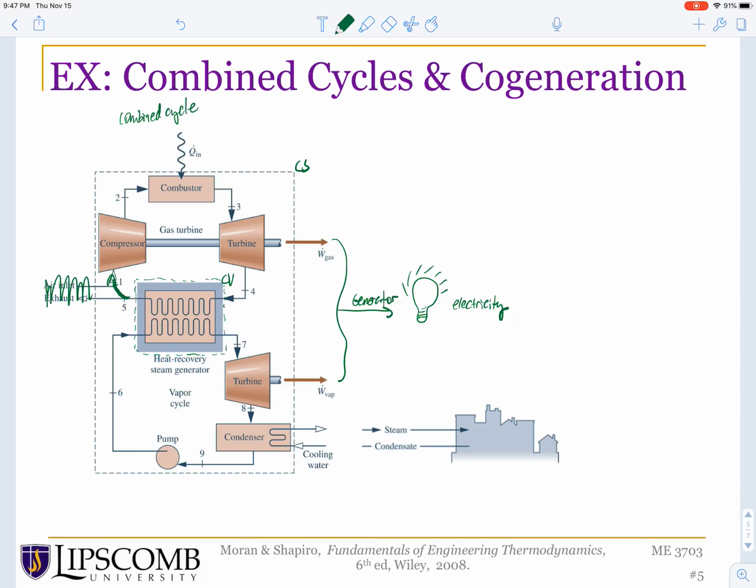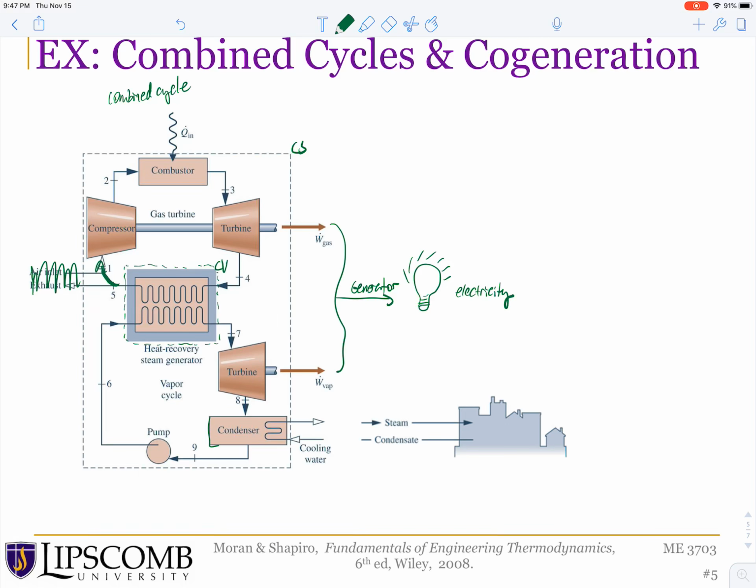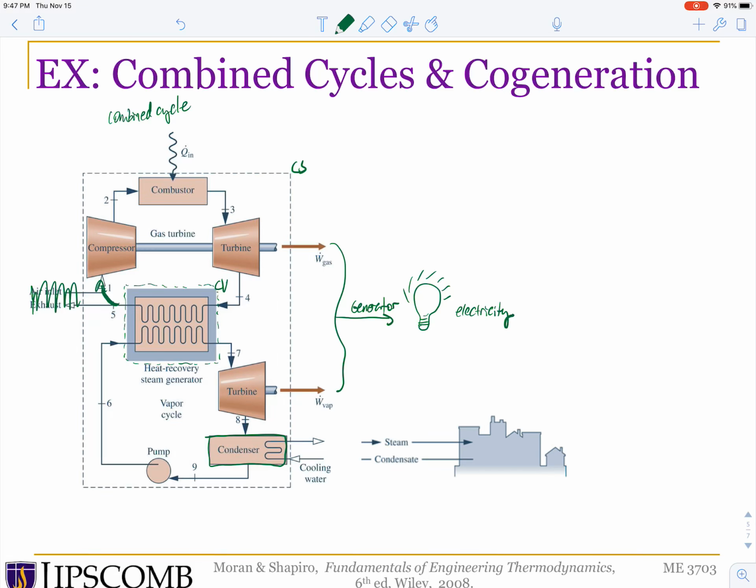Okay, the first law, or the second law, still tells us we have to reject some energy to the atmosphere, and that's done by the condenser of the Rankine cycle. So I have two options. One is I could just reject that to the atmosphere as normal. That's one option. The other option is what makes this called cogeneration.